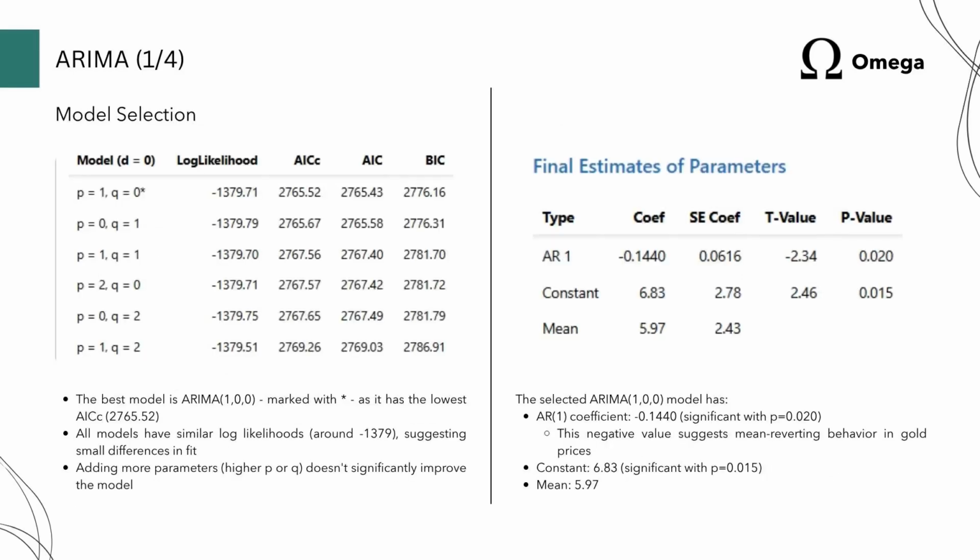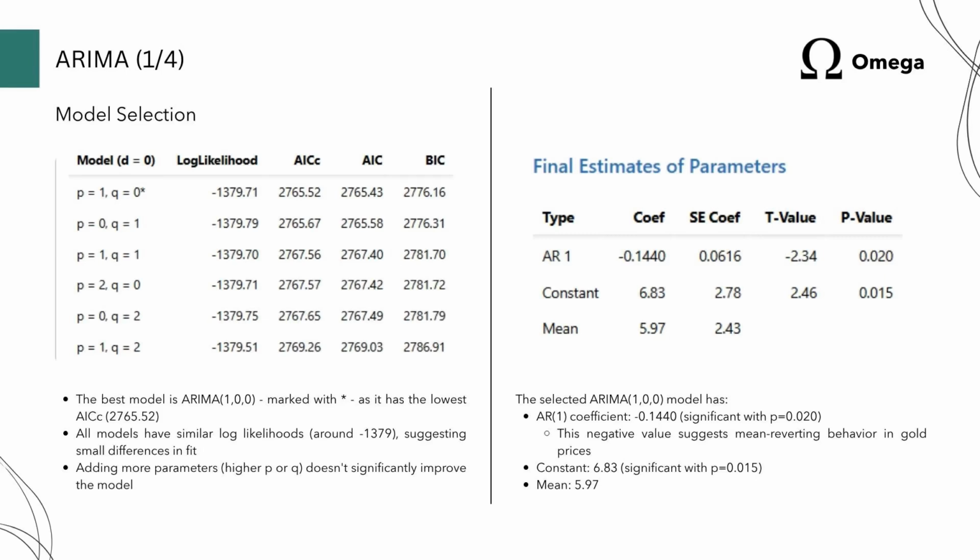For the ARIMA, we evaluated several ARIMA models with d equal to 0, or without differencing required, as we have differenced in the beginning stages. The ARIMA(1,0,0) model was selected as it had the lowest AIC score of 2,765. Here are some key observations. All models showed similar log likelihoods, around 1379, indicating minimal differences in fit quality.